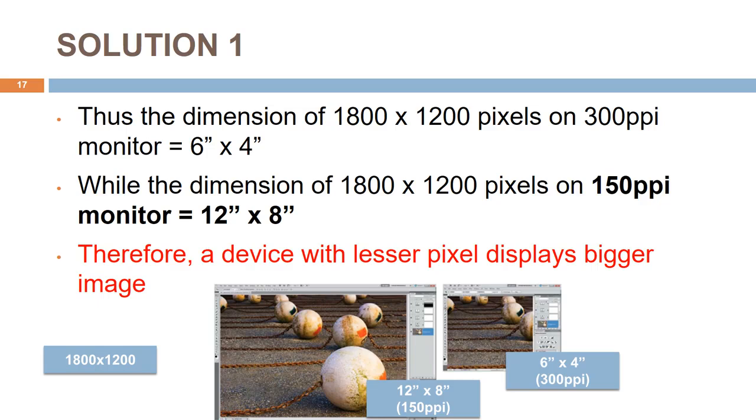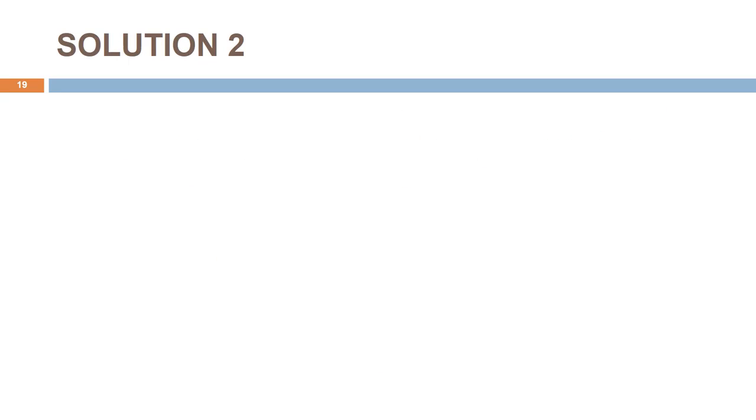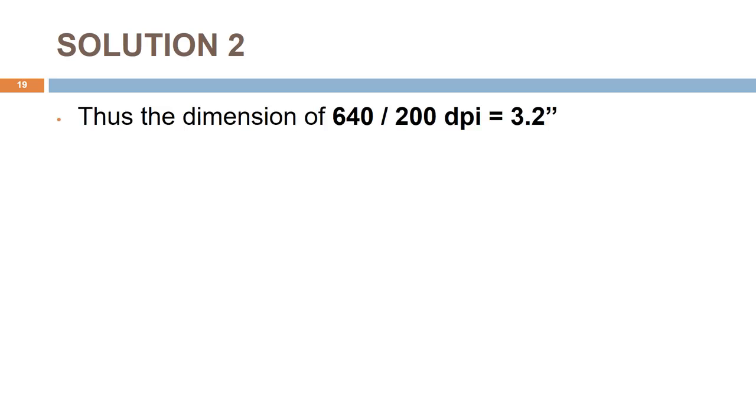This is another exercise on how to determine the best printing quality for your photos. Let's say you have a 640 by 480 image and you want to print it at 200 PPI. Determine the recommended paper size for good printing. Here is the solution. Again, divide the height and width of your image by the device resolution. Your calculation will be 640 divided by 200 PPI for the height and 480 divided by 200 for the width. So, your recommended paper size will be 3.2 x 2.4.